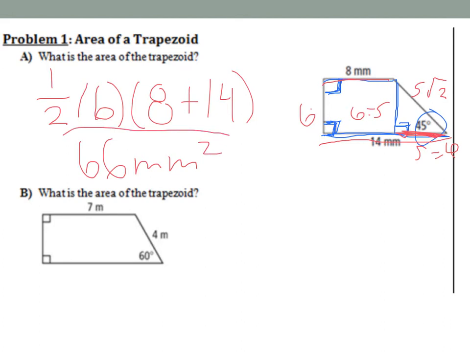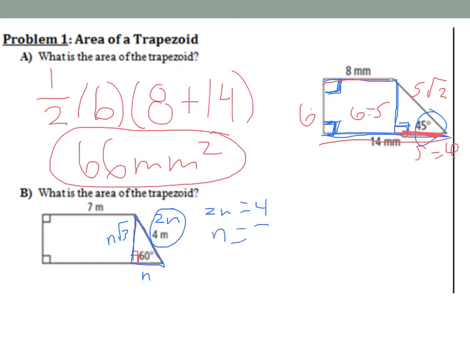Remember, area, the units is always squared. So I'm looking at this second trapezoid. Again, you can always draw in a height. Height is always going to give you 90 degrees. So that's always going to be using SOHCAHTOA or a special right triangle. This special right triangle, this blue one right here, would be my 30, 60, 90. That means this would be my n, n square root 3, and 2n. So I could set 2n equal to 4, because that's what was given at that side length.